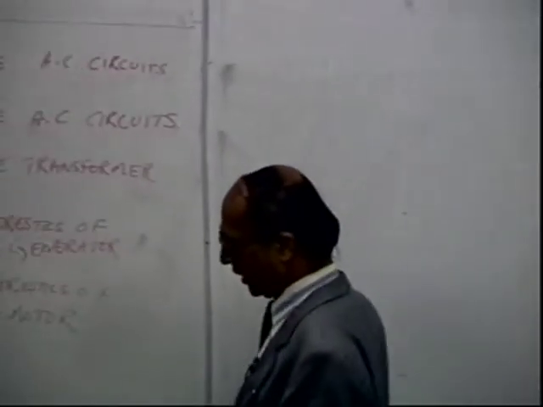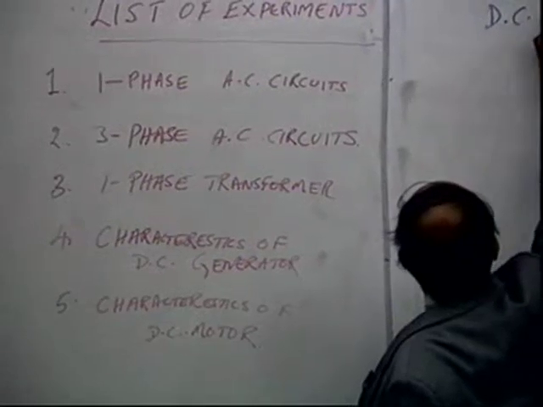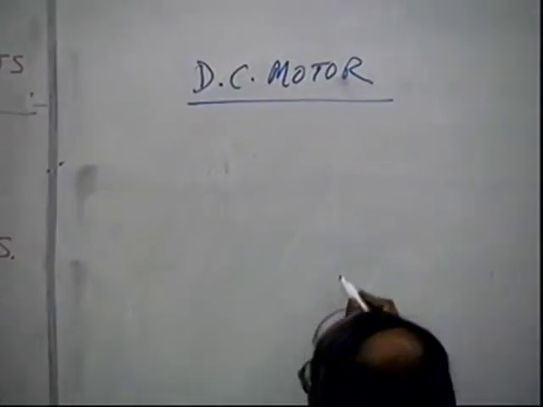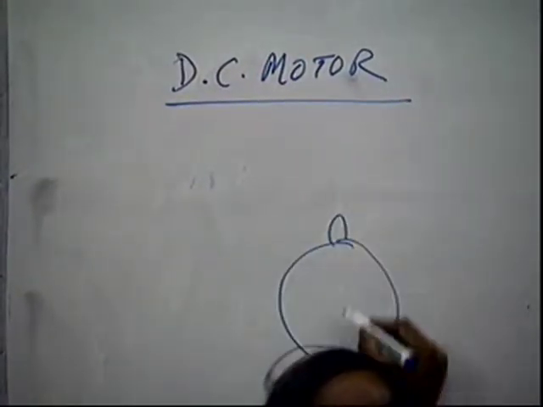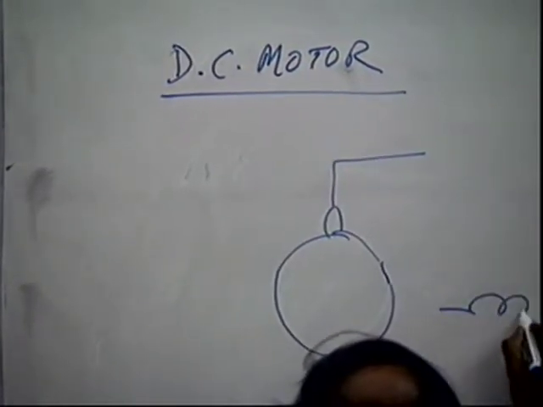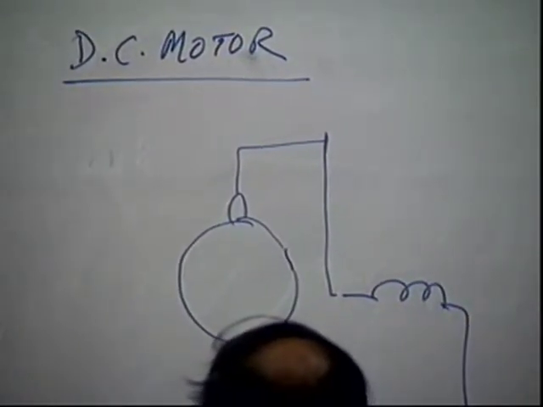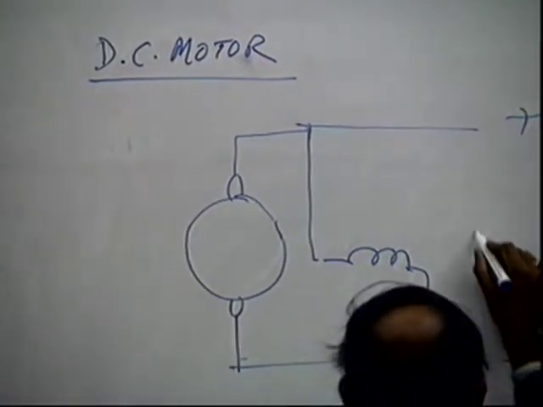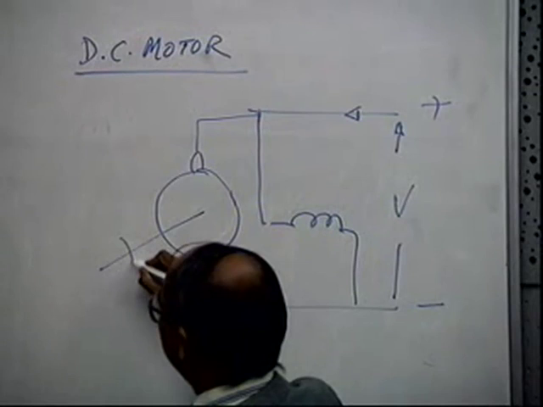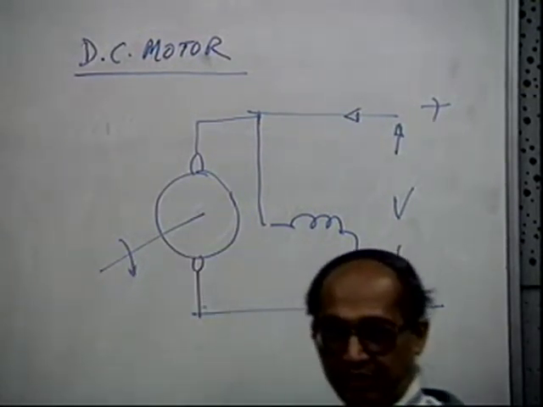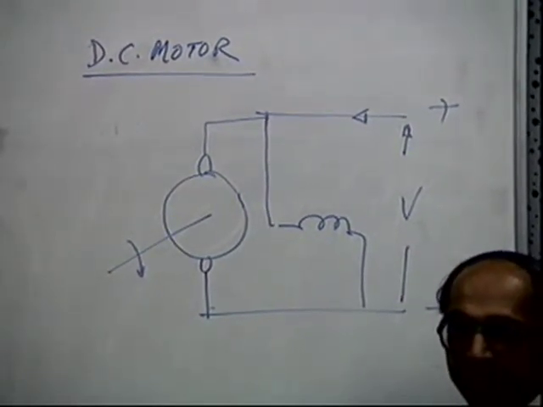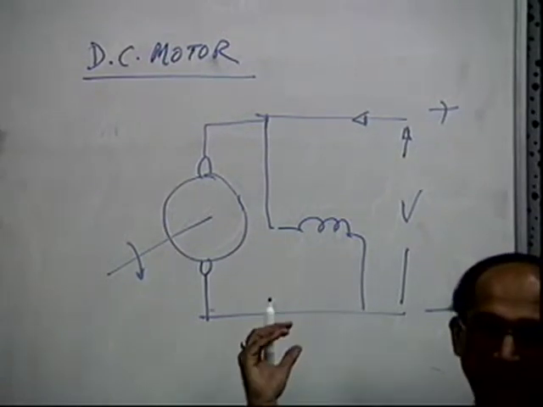The last experiment which you did was on the DC motor. In the DC motor, what you do is you try to run it as a motor from a DC source. Okay, and I think you are trying to look at how the motor speed changes with certain parameters.